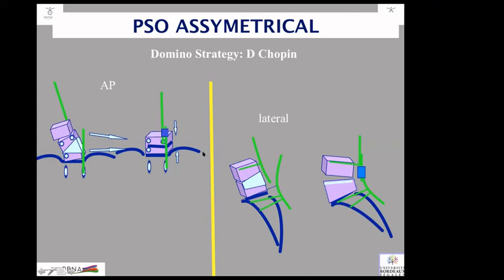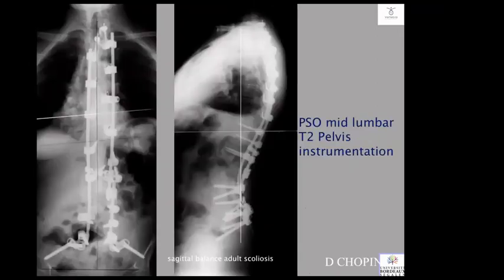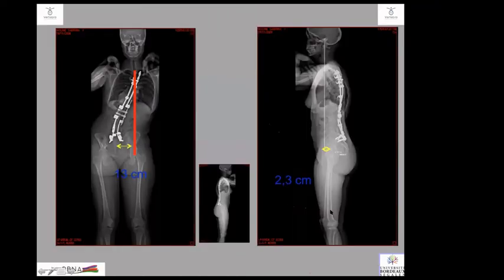This is the motion you have to do to close both sides at the same time, to reduce the frontal plane and the lateral plane at the same time to have a good correction. So the domino is always applied on one side, and after that you put the second screws on the other side, or the second rod on the other side.